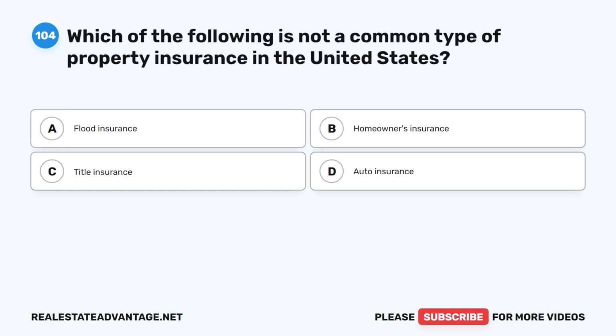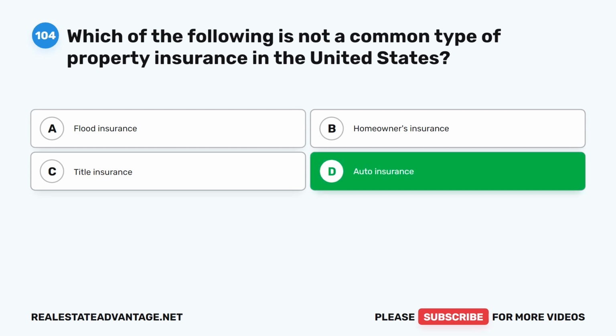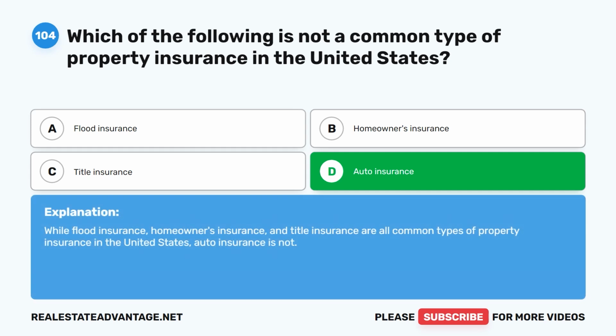Question 104. Which of the following is not a common type of property insurance in the United States? A. Flood insurance. B. Homeowners insurance. C. Title insurance. D. Auto insurance. The correct answer is D. Auto insurance. While flood insurance, homeowners insurance, and title insurance are all common types of property insurance in the United States, auto insurance is not.